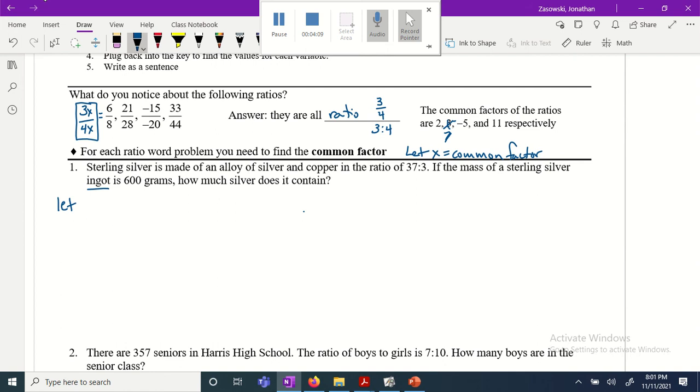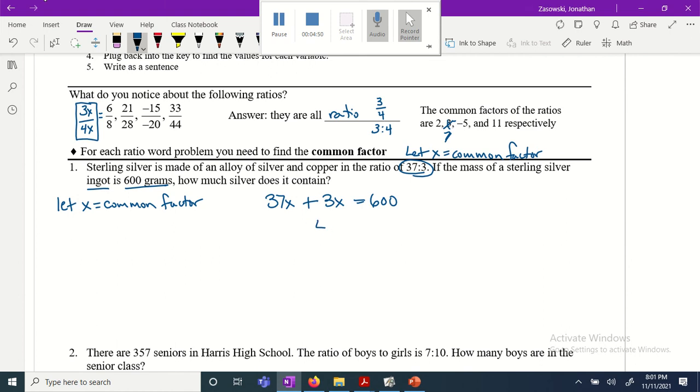So when you do a word problem, nice and easy, we're going to say let x equal the common factor. And I always know I'm doing this whenever I see a ratio in my question. We're going to attach an x onto each of these numbers. So we know that the silver is going to be 37x, and the copper is going to be 3x. And now what am I doing to these two amounts in order to get that total amount of 600 grams? Well, we're adding them together. So my equation is going to be 37x plus 3x equals 600.